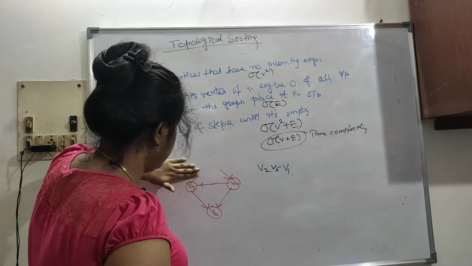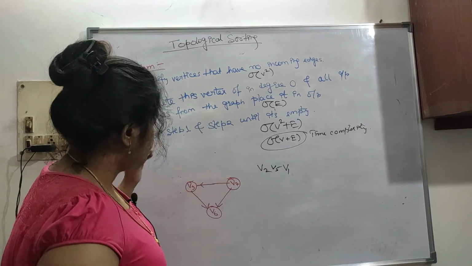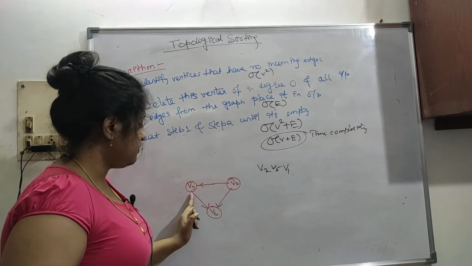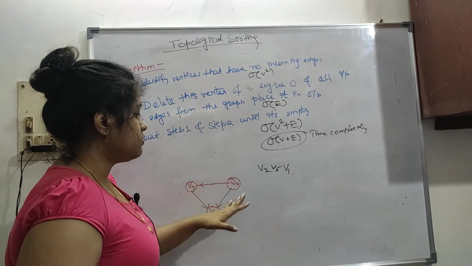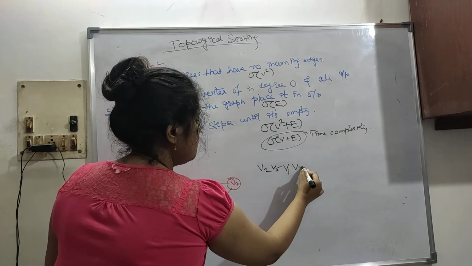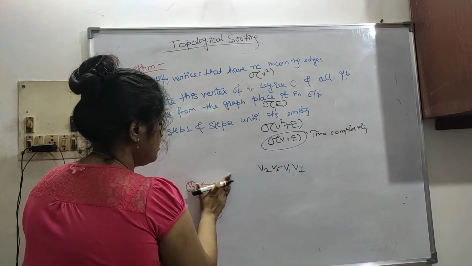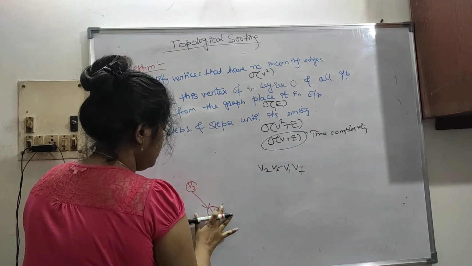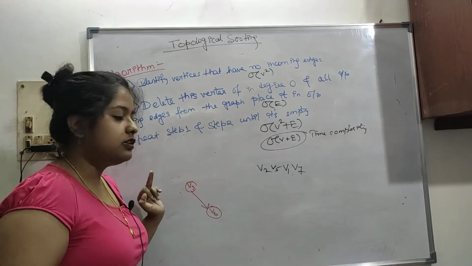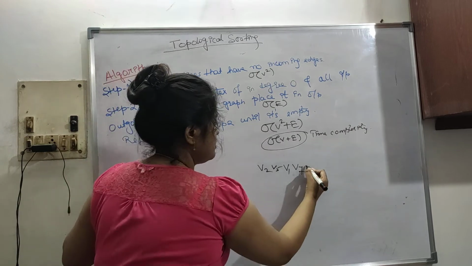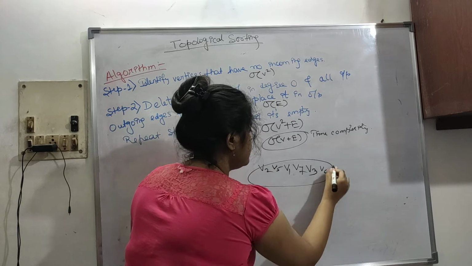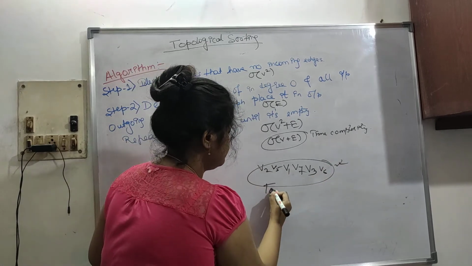If it is deleted, we cannot go to V3 or V6, because V3 is dependent on V7, and V6 is also dependent on V3 and V7. So the only vertex which has no incoming edge is V7. So V7 will be our output next. Delete it. We cannot put V6 here because V6 has an incoming edge from V3, so V3 has to be deleted first. So this is V3, then the only option is V6. So this is our topological sorting.